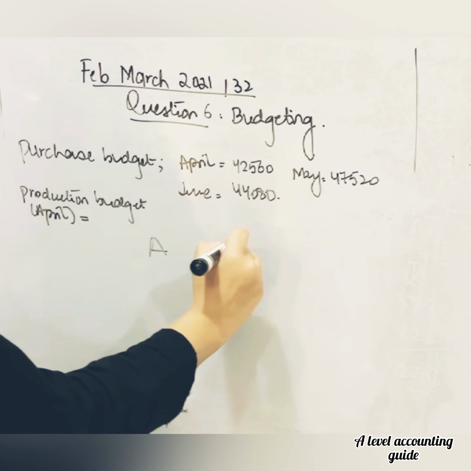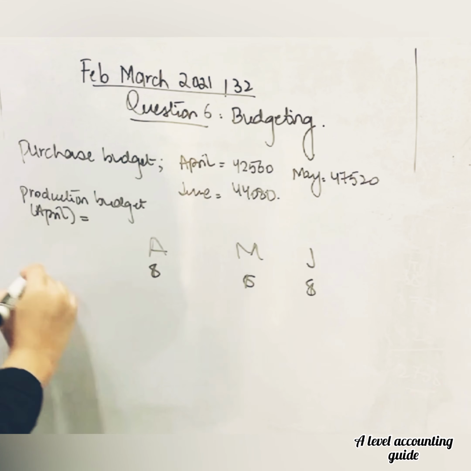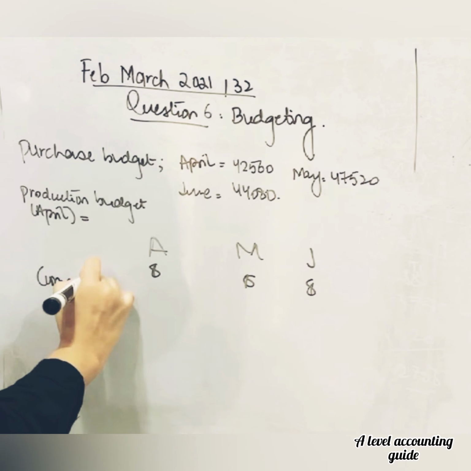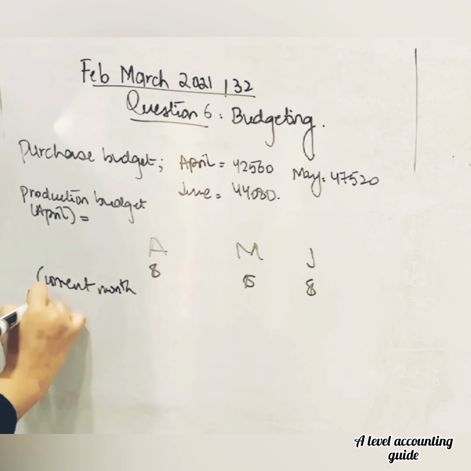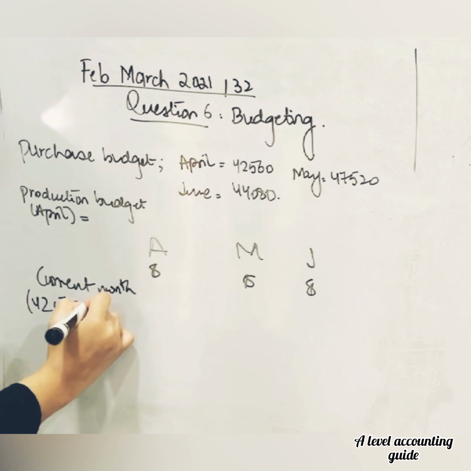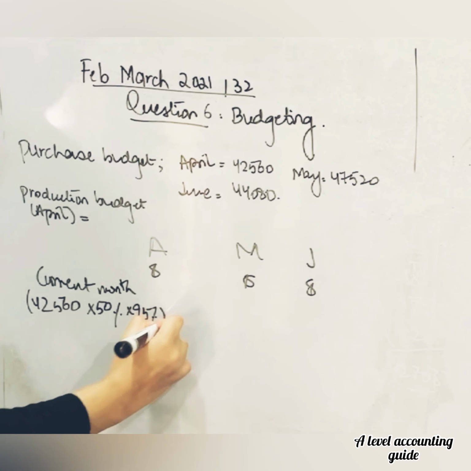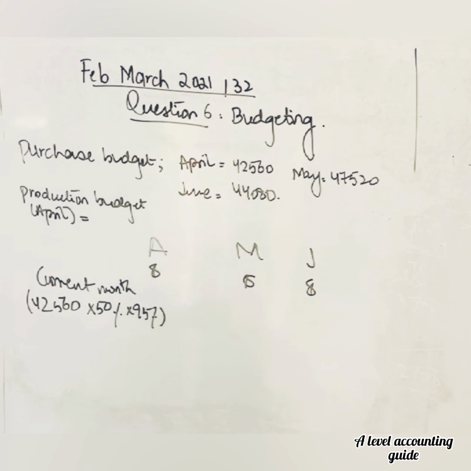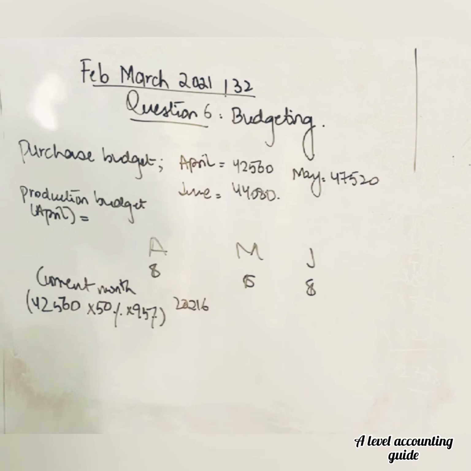You need to first understand what they're saying, and then you can easily do that. Now for April, for May and for June, we are supposed to calculate the current month and the previous month calculations. For the current month, we know that 42560 is the total purchases that we've made, and we're supposed to pay 50% of that, for which we will receive a 5% cash discount. So that is 95% of the value, which is going to be 20216.